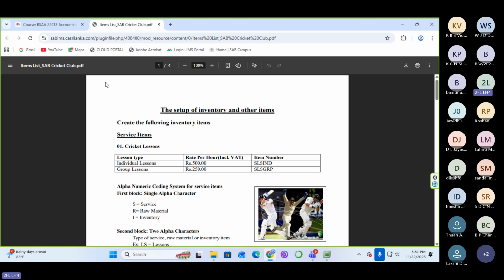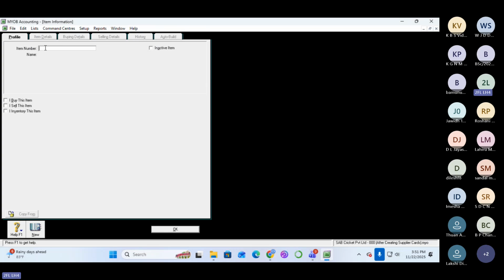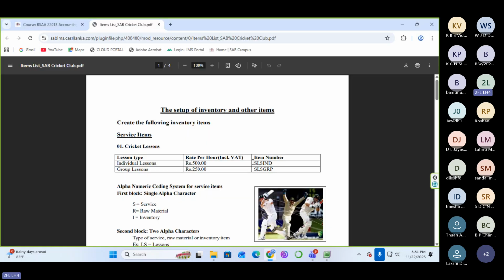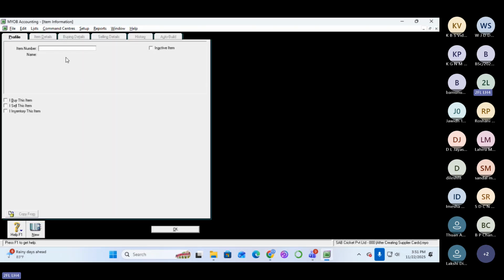Shall we create these items? Now, what is the first thing required in your software? In your software, you first have to enter an item number. Now you know the unique item number. You can even type it without looking at it. You know it's service S, LS for lesson, IND for individual.